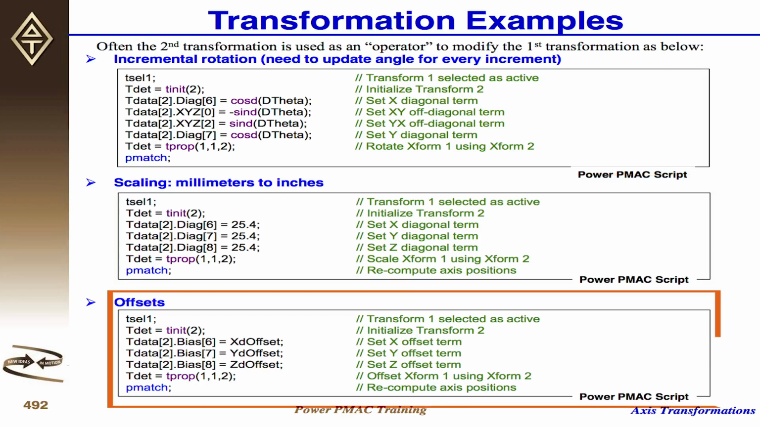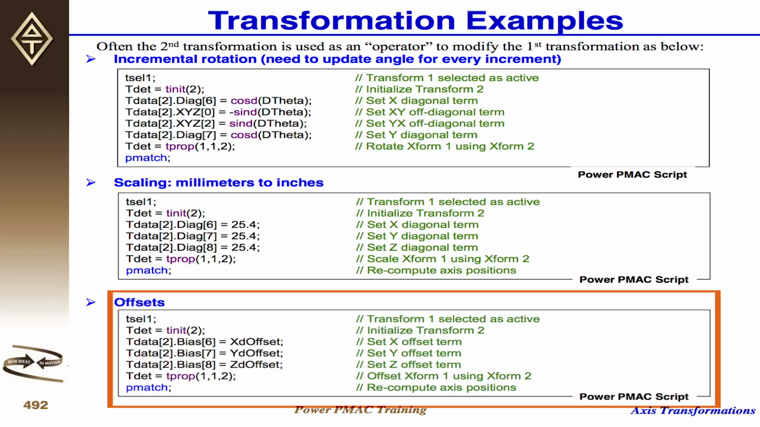The other one is the offset. Same thing. So we only mess with the bias turn with some number that you give me, and I do T-prop 112. Okay? You can see that there's another command that's right after these.